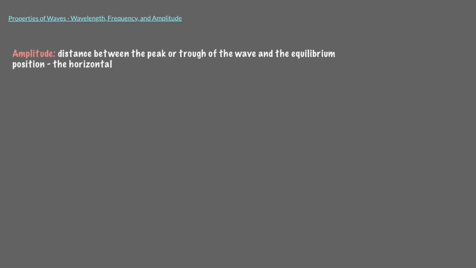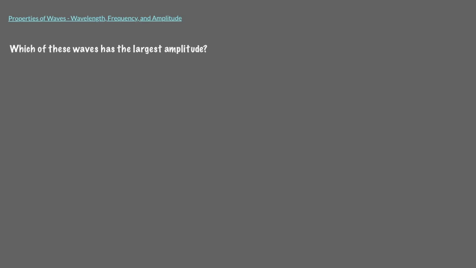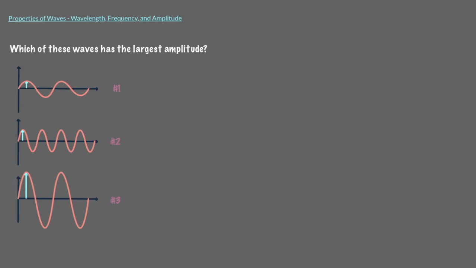Now let's move on to the last property we will learn in this video. Amplitude. The amplitude of a wave is the distance between the peak or trough of the wave and the equilibrium position, the horizontal axis. That means the higher the crest, the bigger the amplitude of the wave. Which of these waves has the largest amplitude? Exactly. Wave number 3 has the largest amplitude because its crests are the highest.